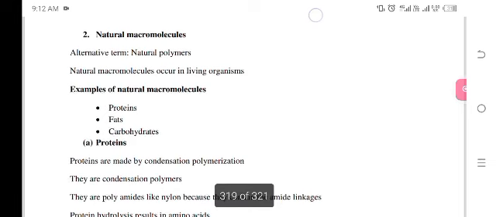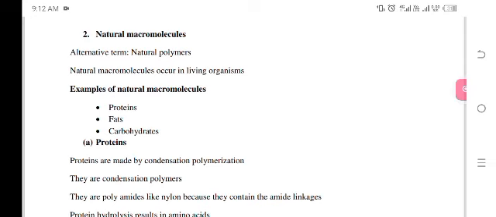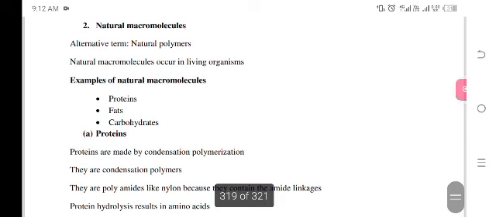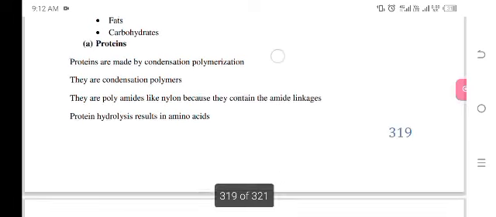And then under natural polymers, remember we talked about synthetic polymers and natural polymers. Synthetic polymers, we said they are man-made. Then the natural macromolecules, natural polymers, occur in living organisms. You find them naturally occurring in living organisms. These are strictly made by condensation polymerization. And examples of these macromolecules are proteins, fats, and carbohydrates.